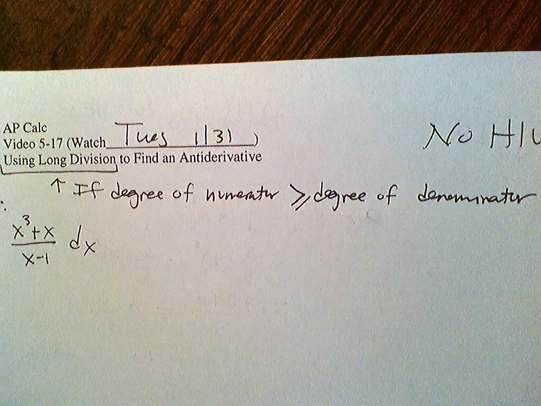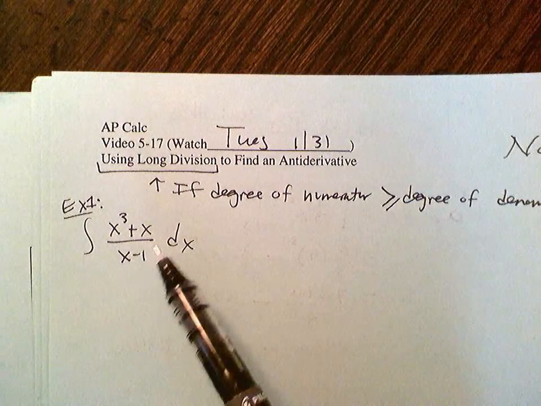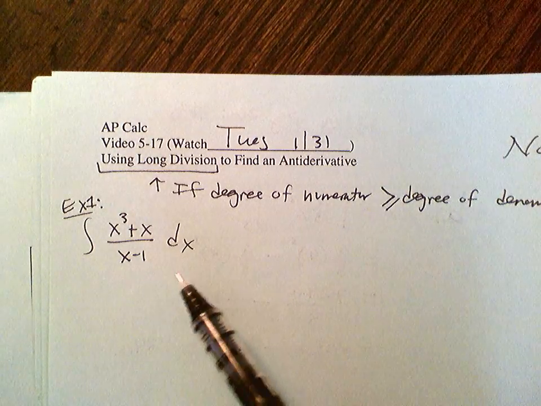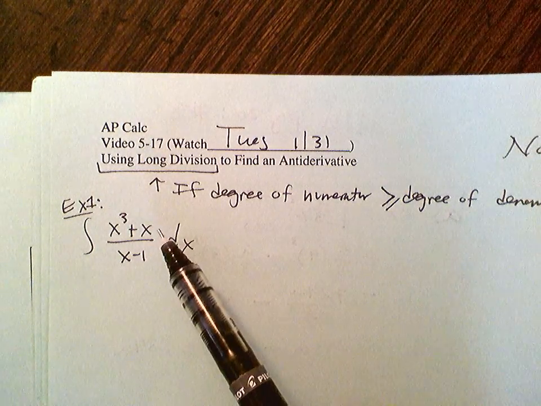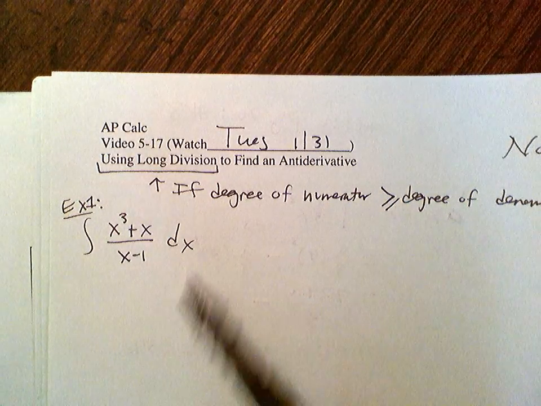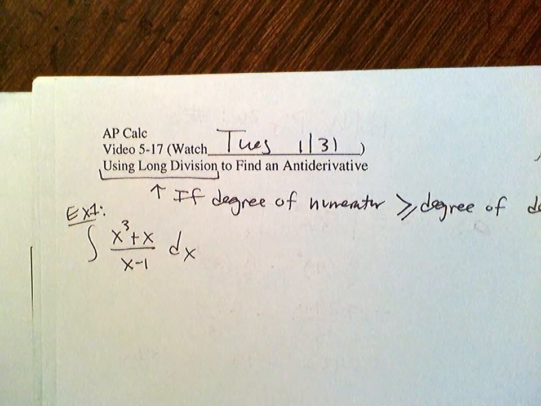So if you've got, for example, this example 1, the antiderivative of x to the third plus x, a polynomial, over x minus 1, another polynomial. The degree of the numerator is 3, because that's the highest exponent involved. And the degree of the denominator is 1, because that's the highest exponent involved.